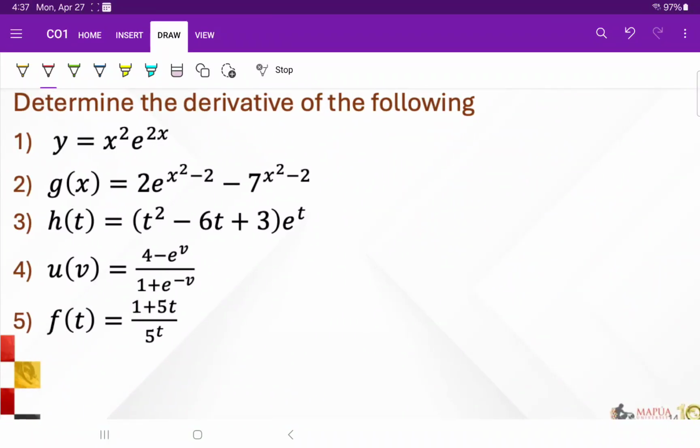So we are given g of x. Let's rewrite it. Hold on a second. I'll get it from my laptop because it's hard going back and forth.